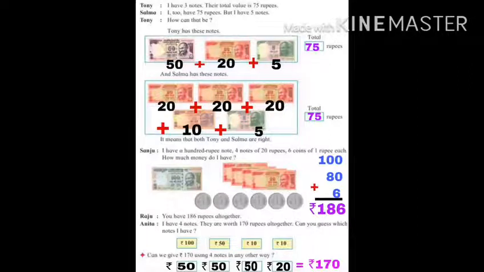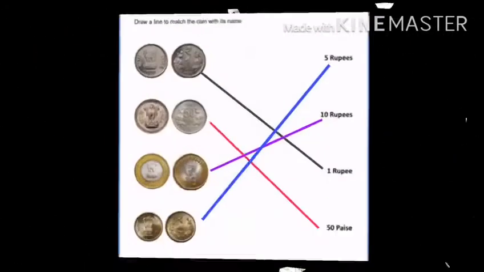Then next, Anita is having 4 notes and their worth is 170 rupees. Which notes must she be having to make 170 rupees? She is having a 100 rupee note, 50 rupee note, and 2 notes of 10 rupees, and all together when you add it, you are getting the answer as rupees 170. Now which other notes can you take to make 170? Notes will be 3 notes of 50 and 20. When you add together, you are getting the answer as rupees 170.